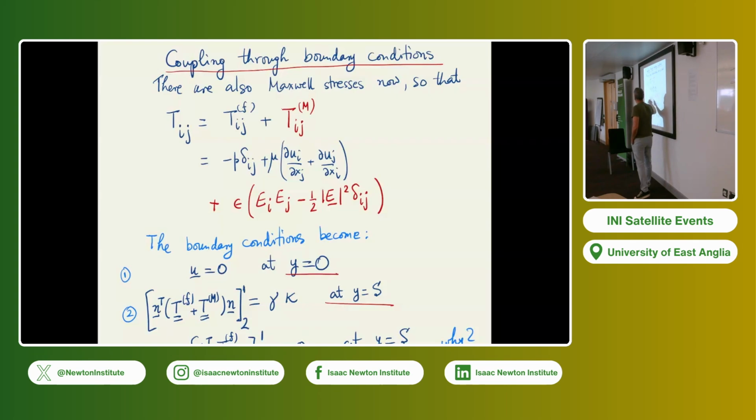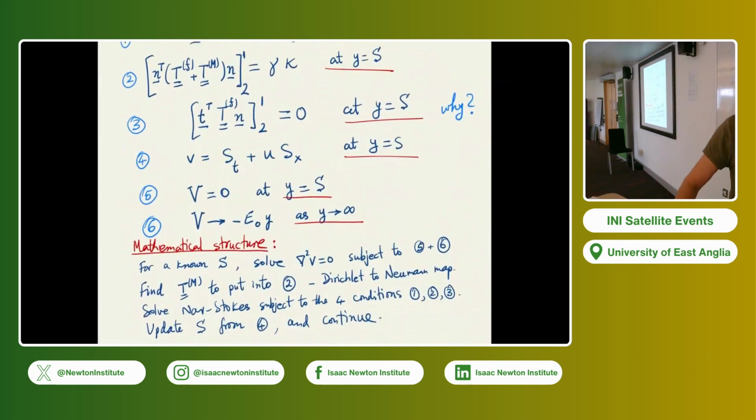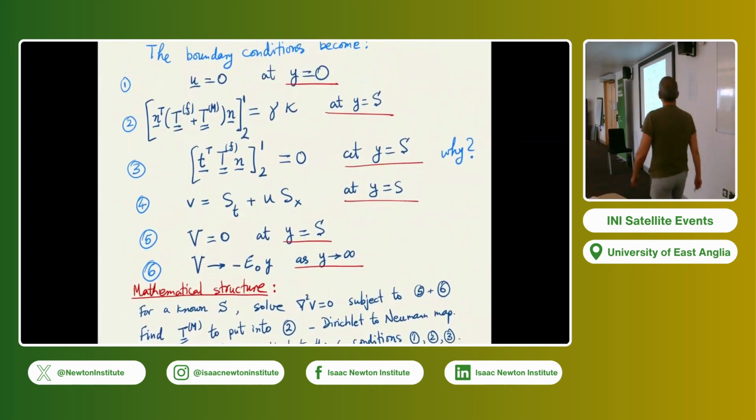E_i E_j, where E_i is the component of the electric field in the i direction. So in this particular case, i is 1 and 2, and j is 1 and 2. So what are the boundary conditions? Here are the boundary conditions for this very simple problem. y equals 0 is the solid surface, so at y equals 0, I have no slip. Then I need to bring in the normal stress balance. Here's the normal stress balance.